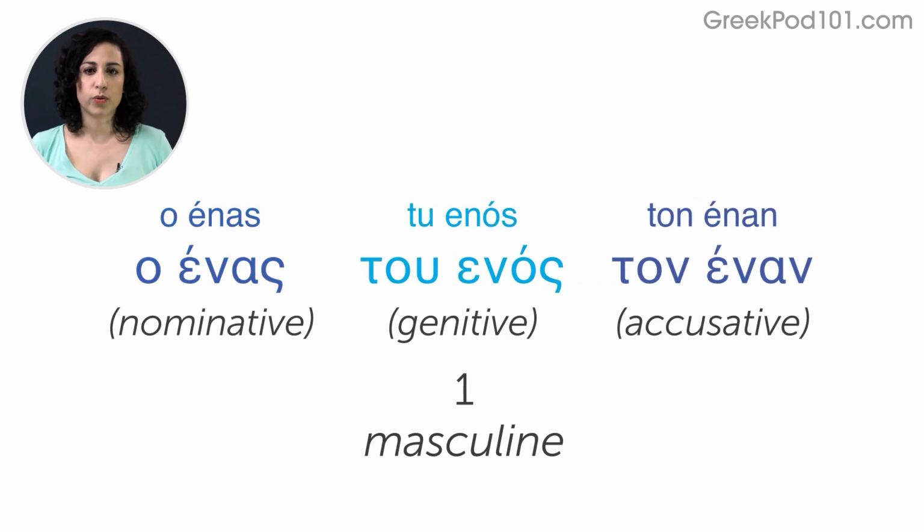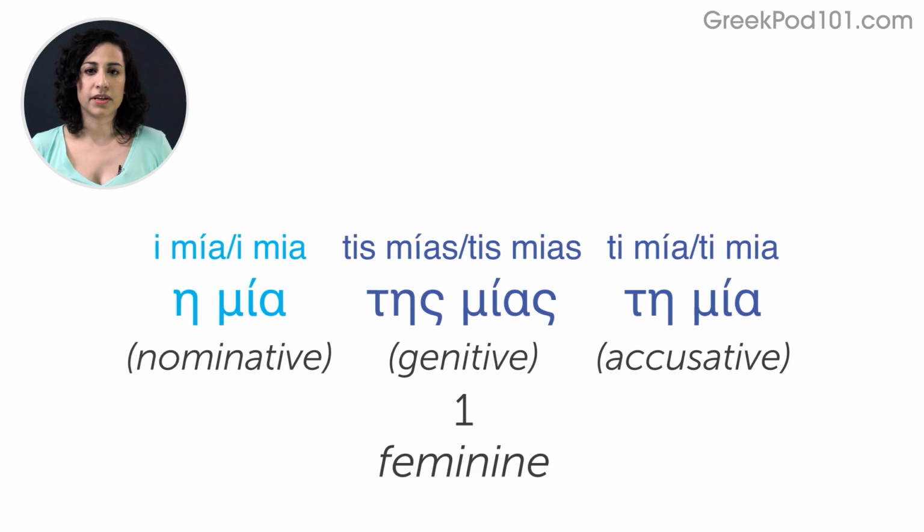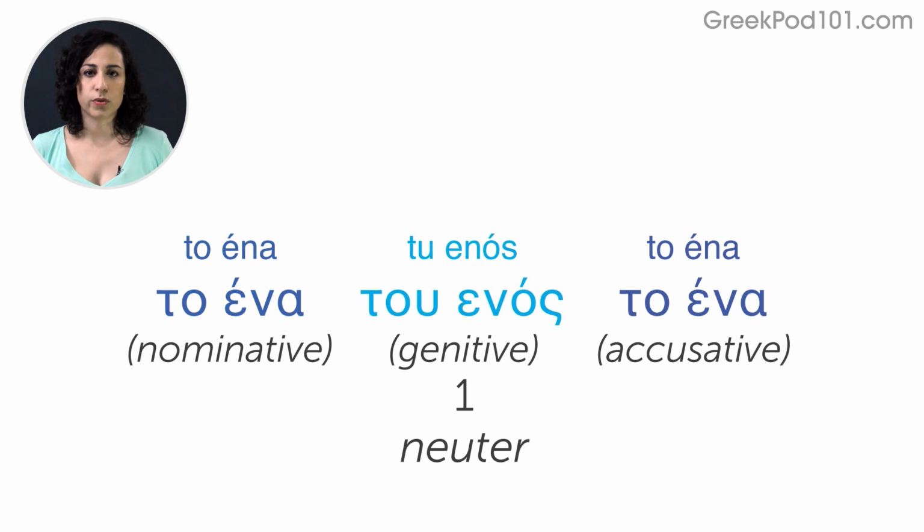Ο ένας, του ενός, τον έναν, for the masculine one. Η μία or η μια, της μίας or της μιας, τη μία or τη μια, for the feminine. And το ένα, του ενός, το ένα, for the neuter.